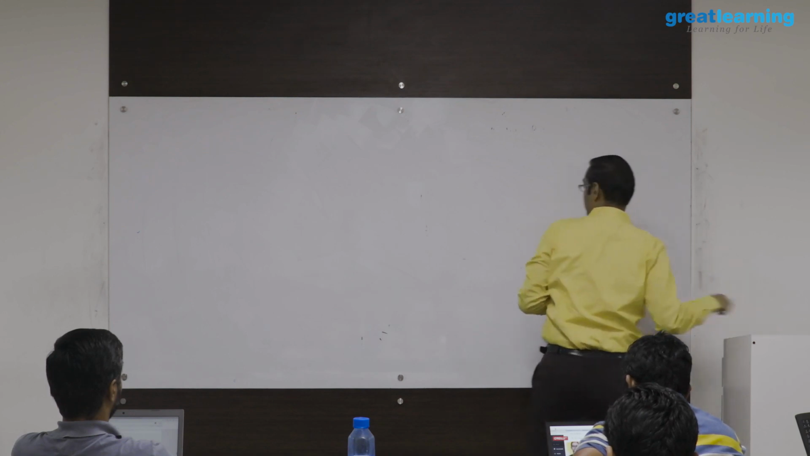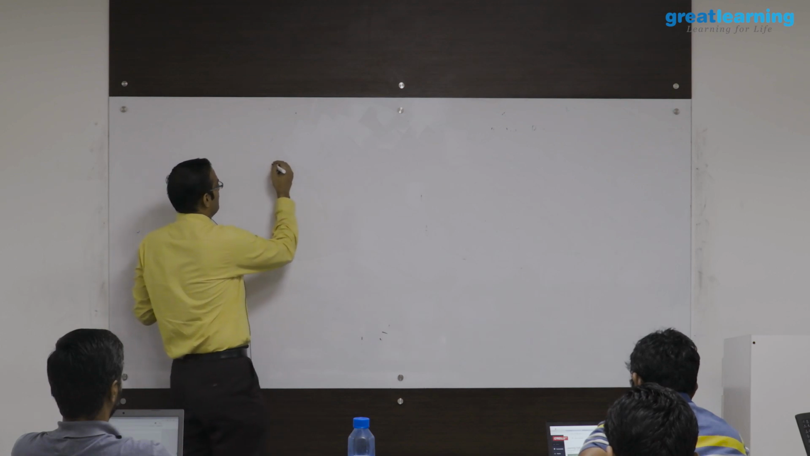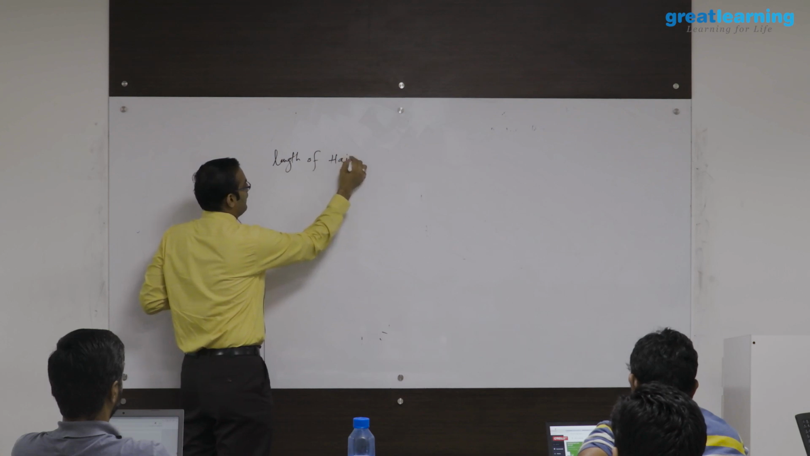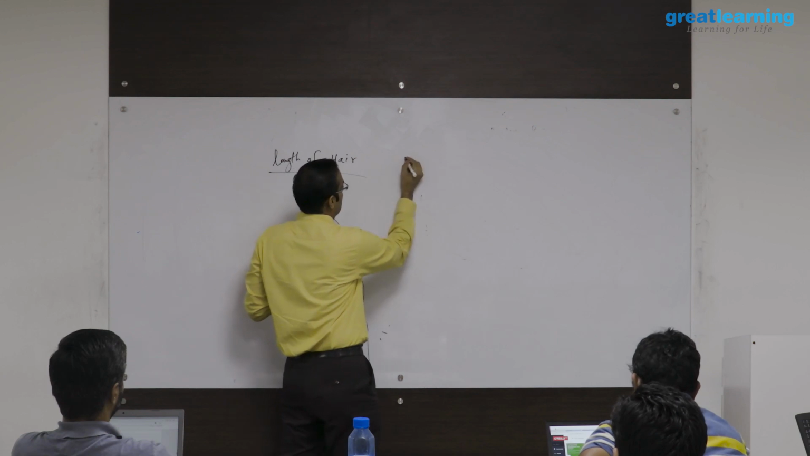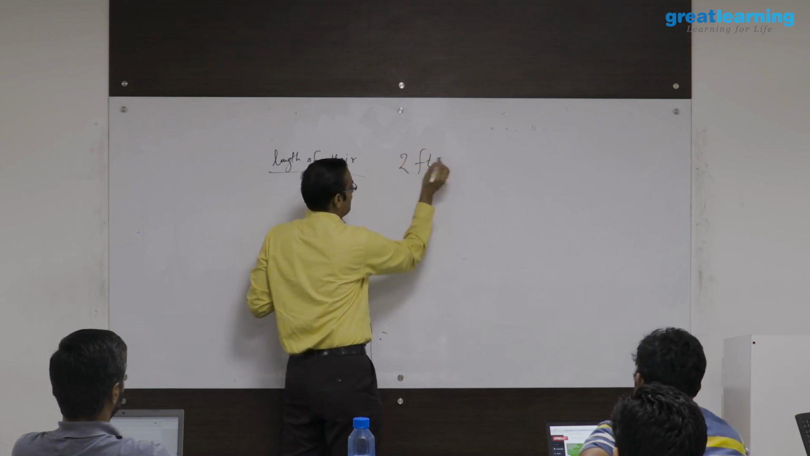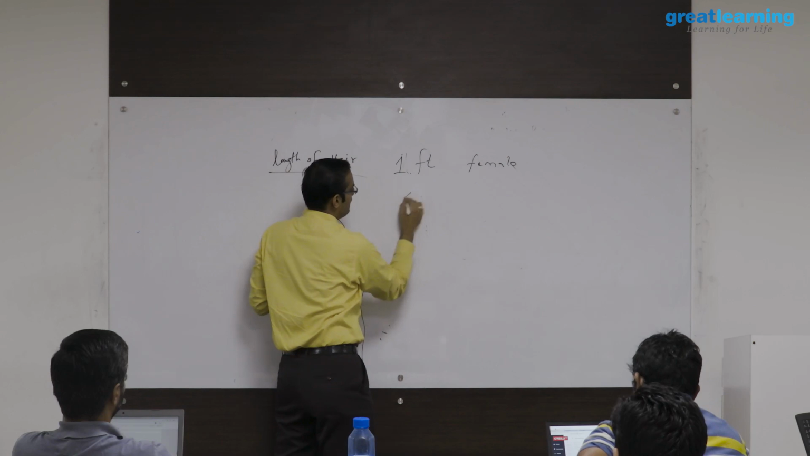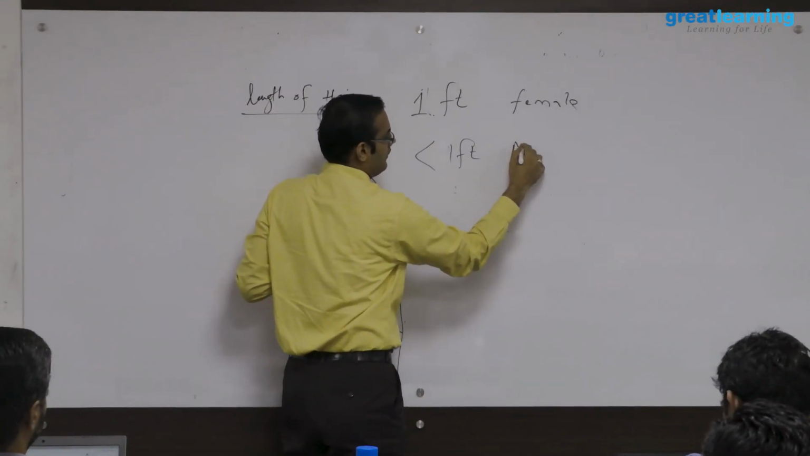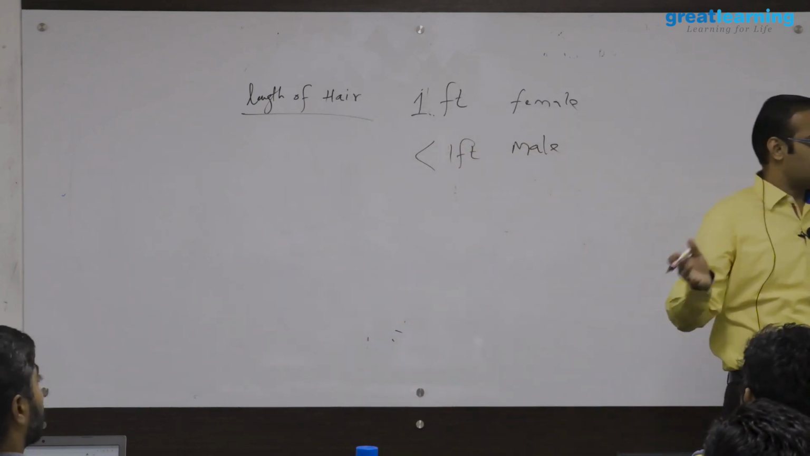So I give one attribute, say length of the hair. If it is greater than 2 feet, or say 1 foot, I say it is female, and if it is less than 1 foot, then I say it is male. That's my model. A very simple model.